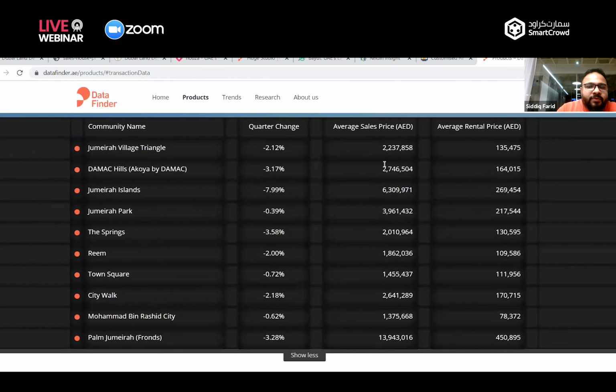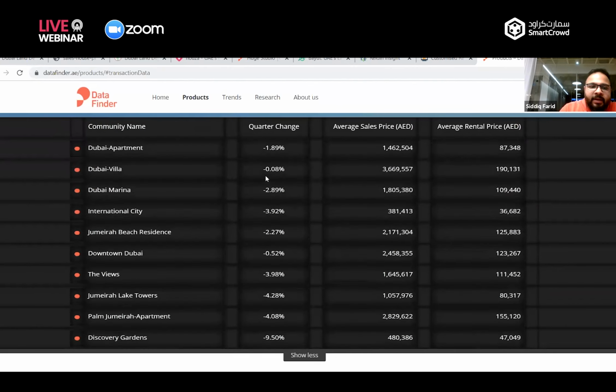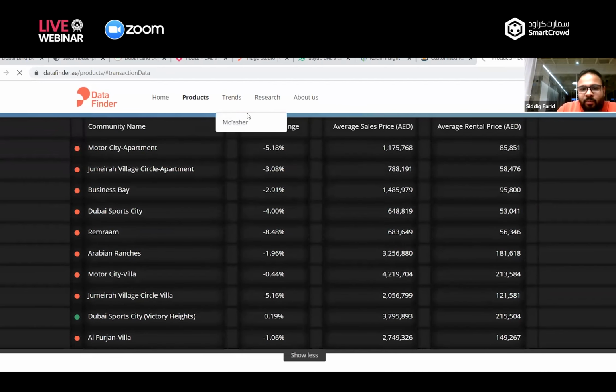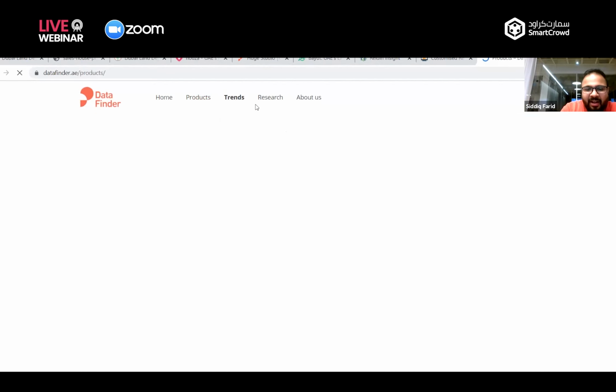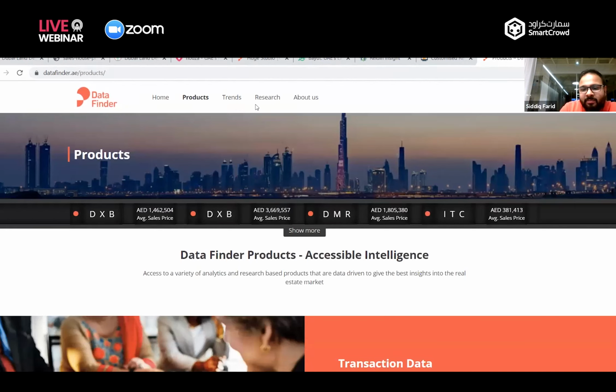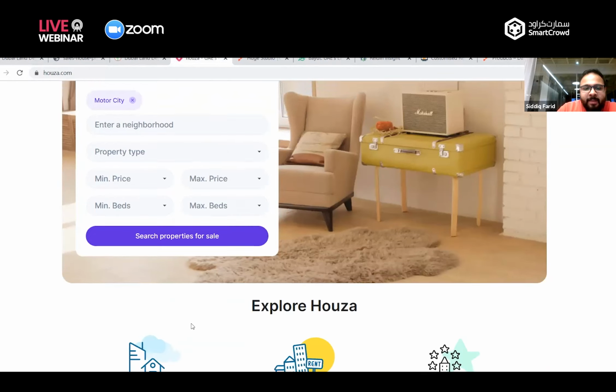Average sales price, average rental price, and you have to obviously drill this down because Motor City has a plethora of properties, studios, 1 bed, 2 bed, 3 beds, etc. So you want to look at area. You want to look at things that you can specify, do apples to apples comparison between studios, 1 beds, etc., and not use aggregate information to determine what is happening.